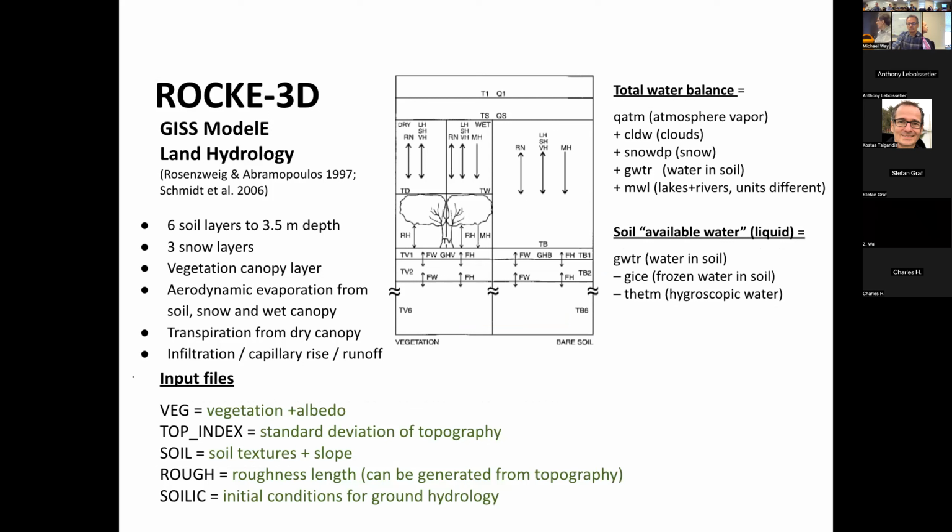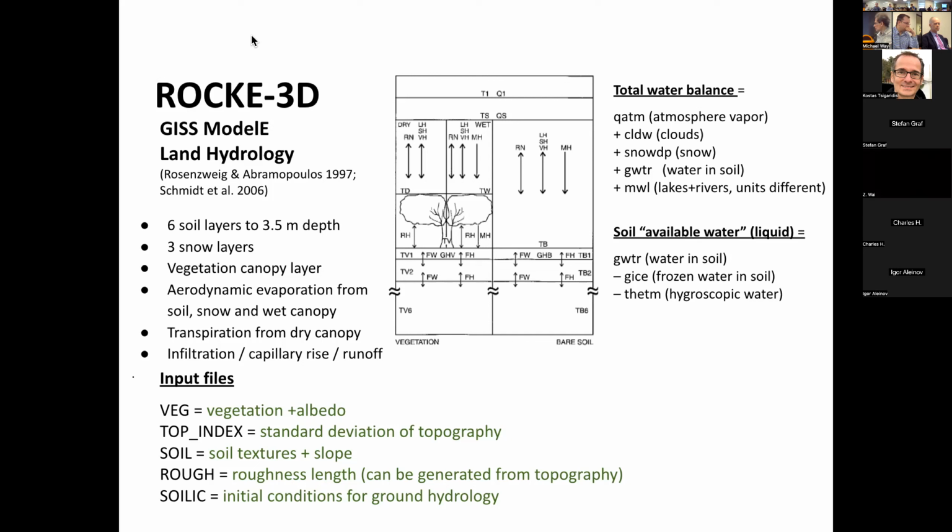Yeah, so this is a repeated slide. It just shows you at the bottom the input files which are associated with ground hydrology. So the VH file is the vegetation fraction files. That's basically the fractions of different vegetation types, plant functional types, what we call them. And then there is the top index file, which is called top index, but is actually just the standard deviation of topography, which is needed for some computations. And there is the soil file which defines soil textures and the local slope. Rough is roughness length, but you can skip it, and it will be computed automatically from topography. But if you know it, it's better to specify because you will get a more precise answer.